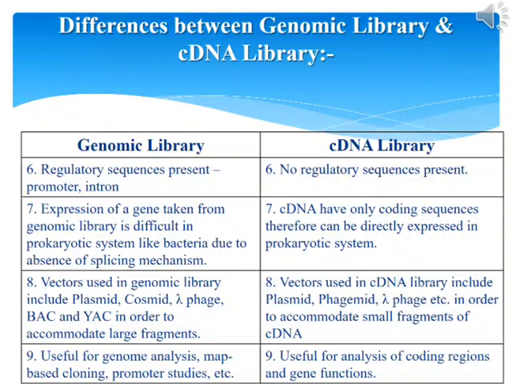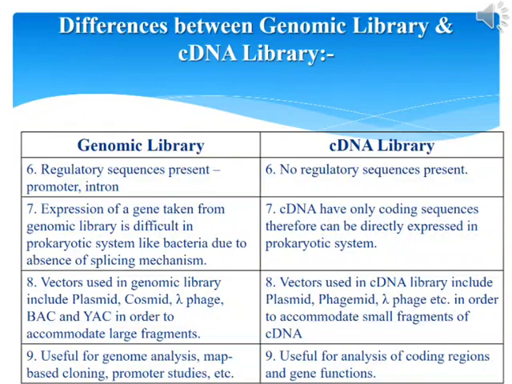Expression of a gene taken from a genomic library is difficult in a prokaryotic system like bacteria due to the absence of a splicing mechanism, whereas in the case of a cDNA library, just because it has only the coding sequence in it, it can be directly expressed in a prokaryotic system.